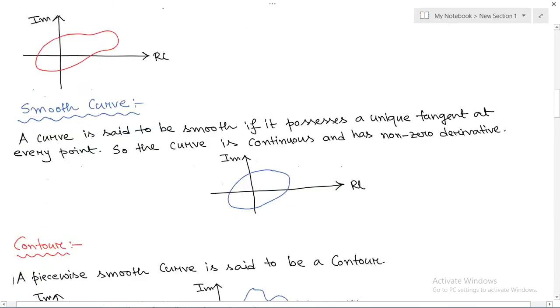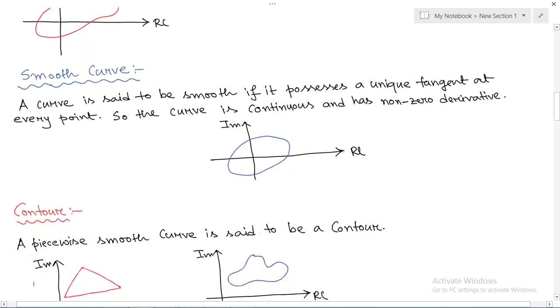Now the next curve is a very important curve, the smooth curve. In the complex plane, a curve is said to be a smooth curve if it possesses a unique tangent at each and every point on the curve. From the calculus point of view, you know that to draw a unique tangent, the curve should be differentiable. We should be able to differentiate the curve, and the value of the derivative at a particular point should be a unique, non-zero value. So a curve is said to be a smooth curve if it is continuous as well as differentiable, with a non-zero derivative.